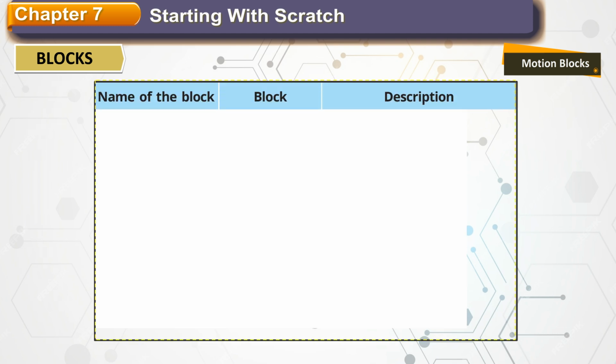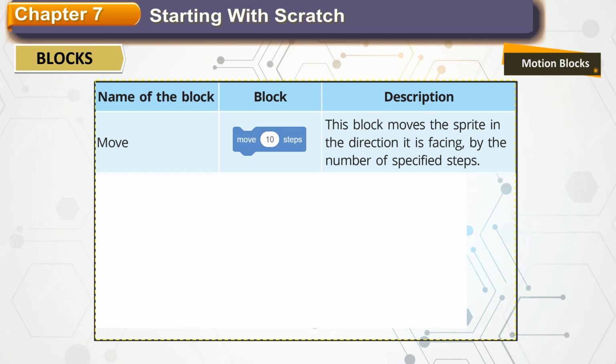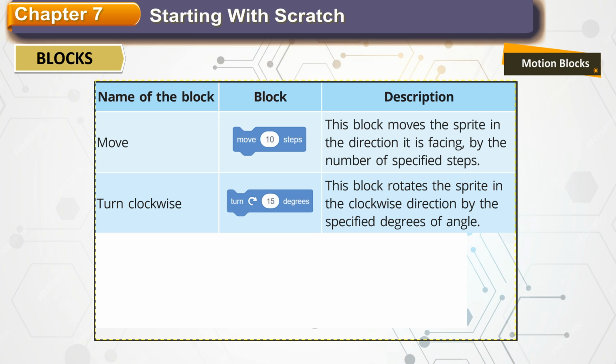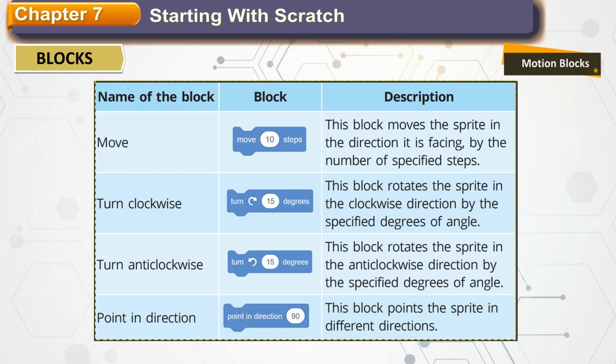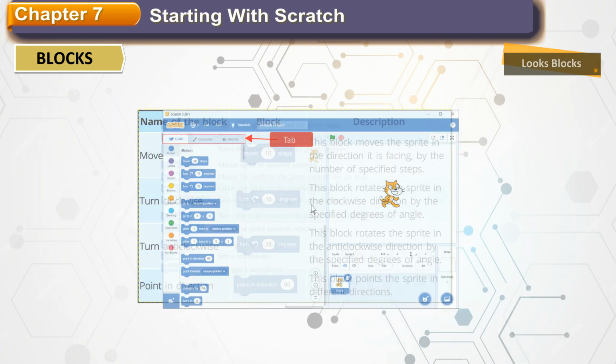Name of the block, block, description. Move. Move 10 steps. This block moves the sprite in the direction it is facing by the number of specified steps. Turn clockwise. Turn 15 degrees. This block rotates the sprite in the clockwise direction by the specified degrees of angle. Turn anticlockwise. Turn 15 degrees. This block rotates the sprite in the anticlockwise direction by the specified degrees of angle. Point in direction. Point in direction 90. This block points the sprite in different directions.